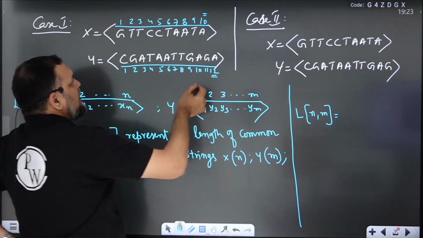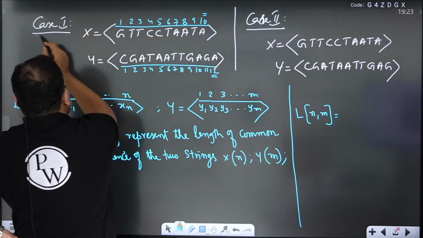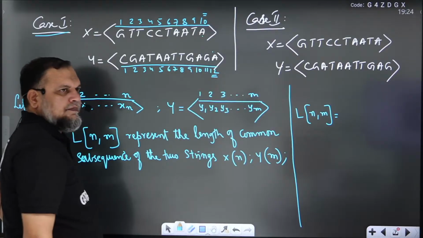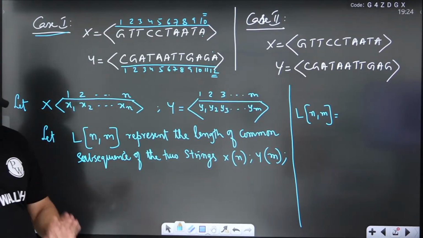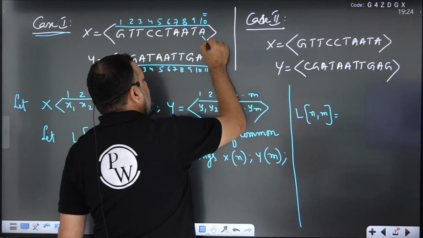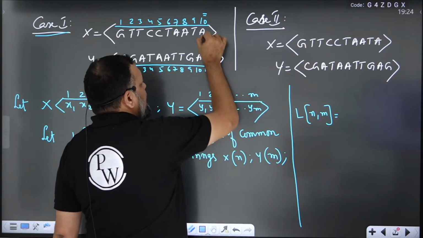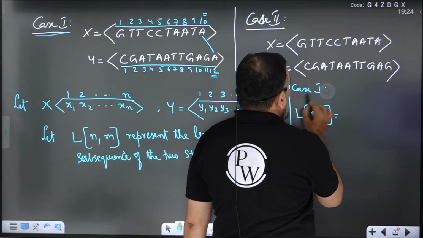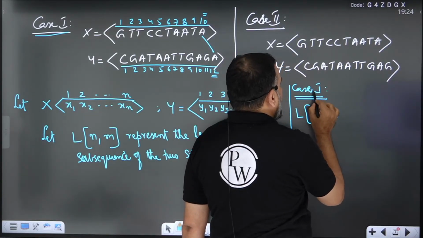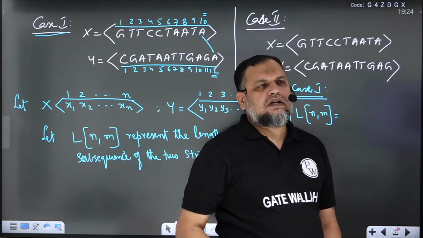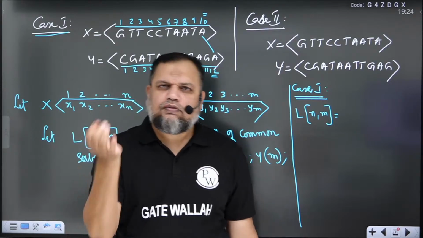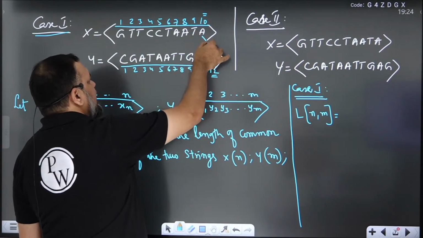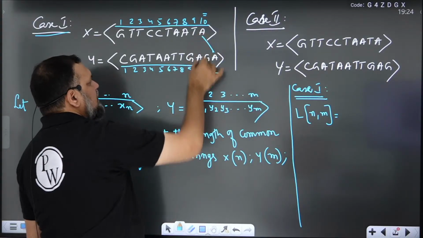Okay? So see, last character, case 1. In case 1, the last character of both strings will match. As here, both of them are matching. When both are matching, this is my case 1 derivation. When the last characters of both strings are matching, then definitely I can say that my common subsequence will end with this character A.